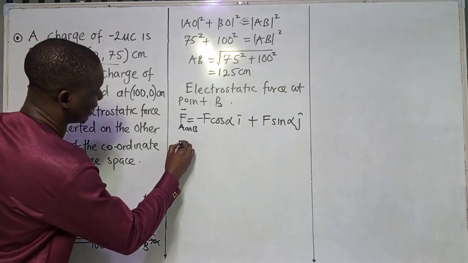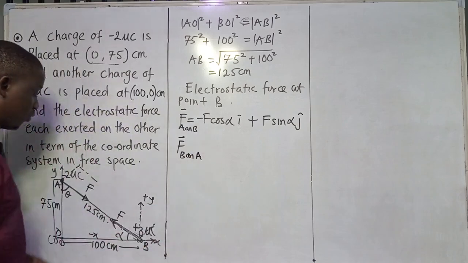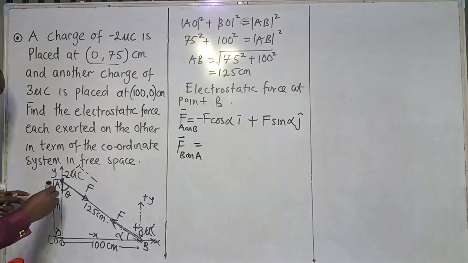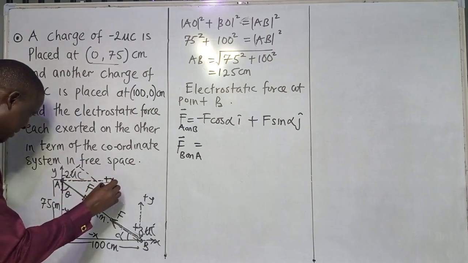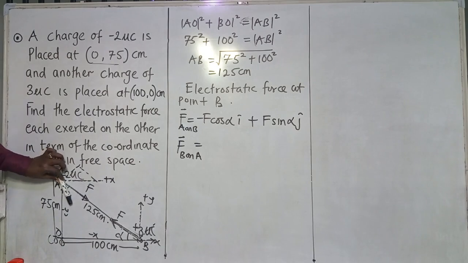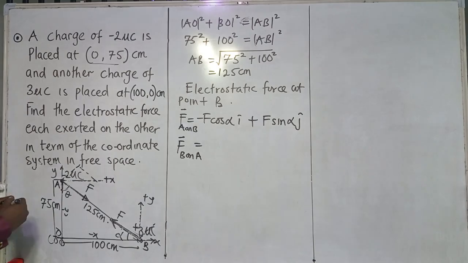Now, what about the electrostatic force of B on A? B on A is this one now. If I want to resolve this one, this is the negative y-axis, and this is the positive x-axis. If I resolve it like this, the black marker head is going down, but if I take it like this, it's going towards a positive direction. So that is just that.